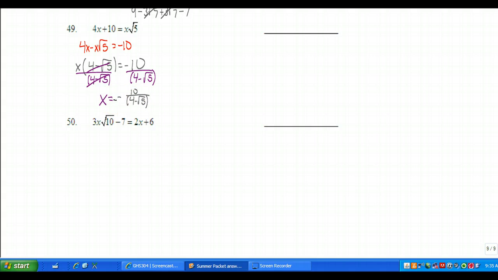X is by itself. However, I have a square root down in the denominator, so I'm going to multiply numerator and denominator by the same thing. In this case, it's 4 plus root 5. And I'm choosing to put this negative sign out front. We could leave it on top with the 10. So x equals a negative of 10 times 4, that's 40. 10 times root 5, that's 10 root 5.